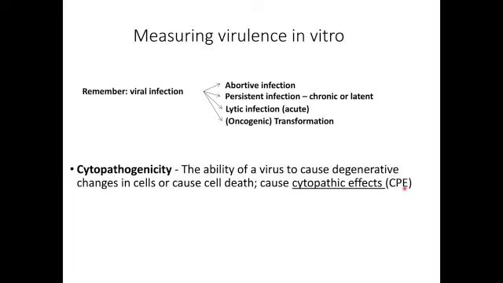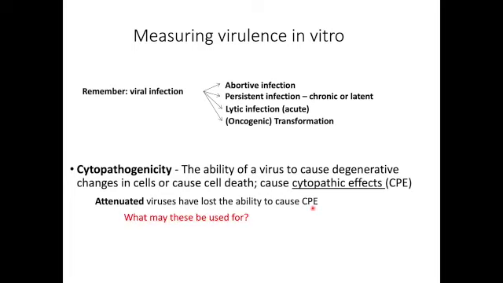Now, attenuated viruses have lost the ability to cause cytopathic effect. They can still replicate in those cells, but they don't cause CPE. So what might attenuated viruses that replicate but don't cause adverse effects be used for? If you're thinking those might be useful in vaccines, you're absolutely right. There are several viral vaccines that are actually live attenuated viruses. They cause a really robust immune response, but they don't cause disease in the person receiving the vaccine.